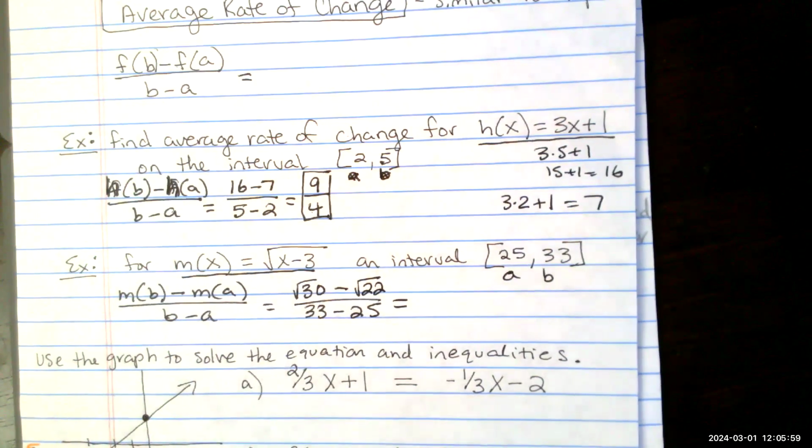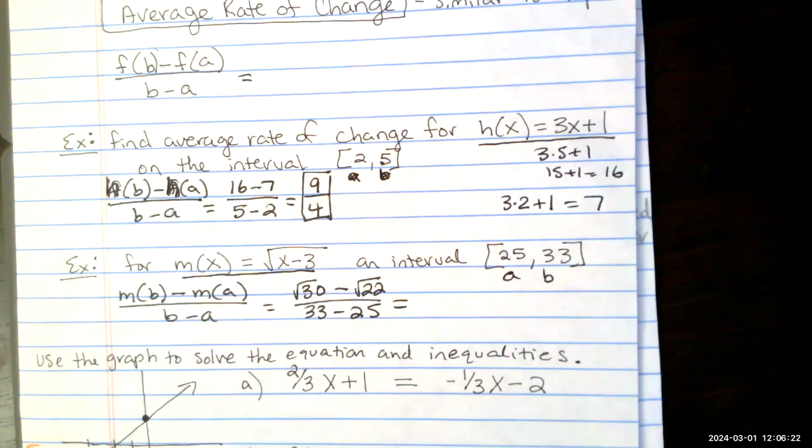And so I'm just going to put that in my calculator since it's obviously not going to be super nice numbers. So I'm going to do the square root of 30 minus the square root of 22. I'm going to hit enter, and then I'm going to divide that by 8. That's what this really is. 33 minus 25 is 8.